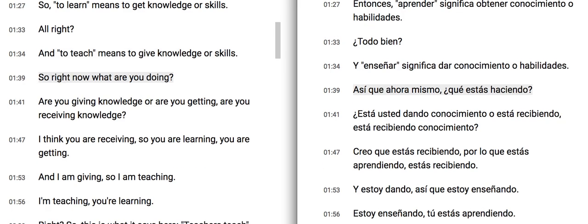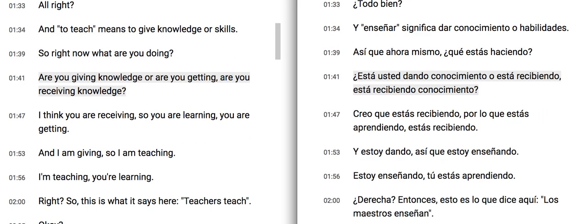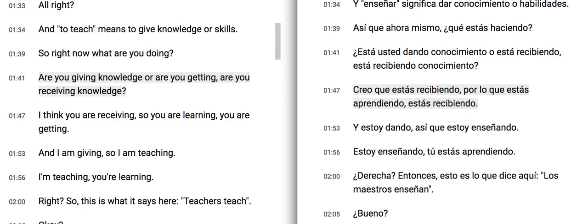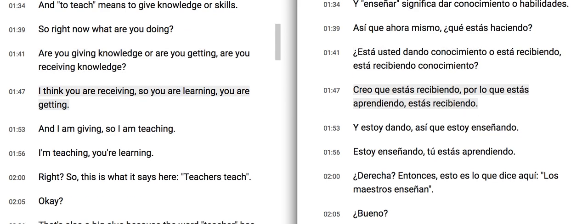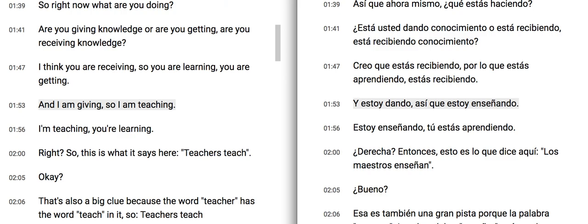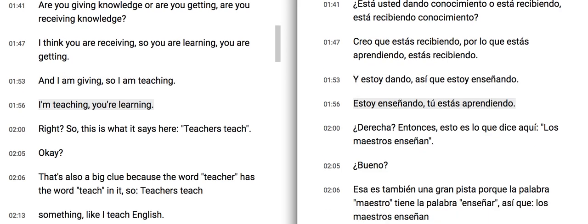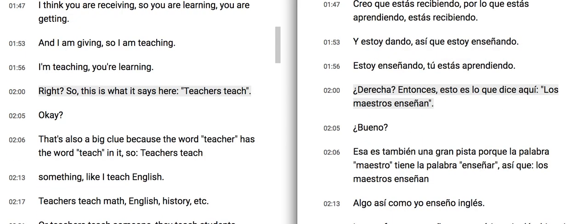So right now, what are you doing? Are you giving knowledge or are you getting? Are you receiving knowledge? I think you are receiving. So you are learning, you are getting. And I am giving, so I am teaching. I'm teaching, you are learning, right? So this is what it says here.